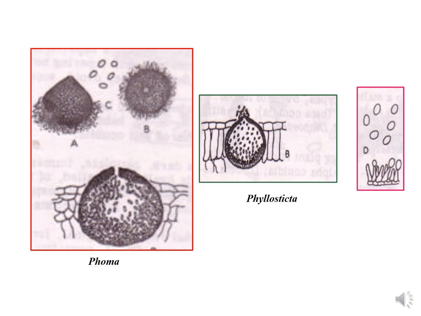And here you can see the differences of the pycnidial bodies of Phoma and Phyllosticta. Here Phoma is also ostiolate, and here Phyllosticta. On this upper side you can see how the conidia ooze out from the pycnidial bodies.